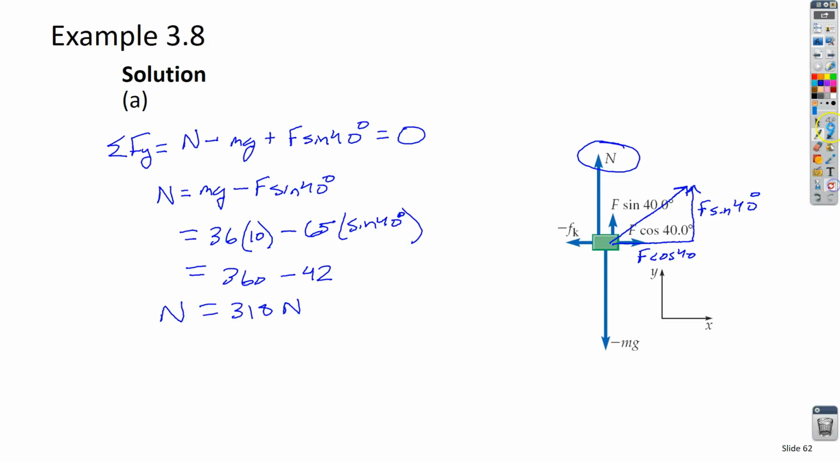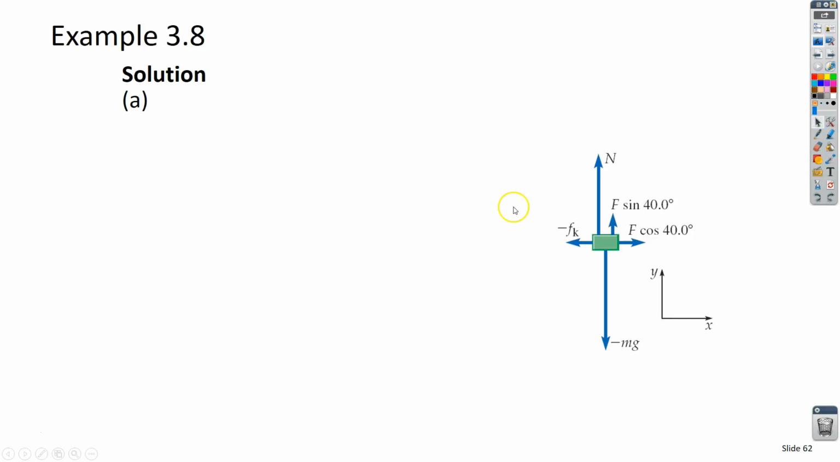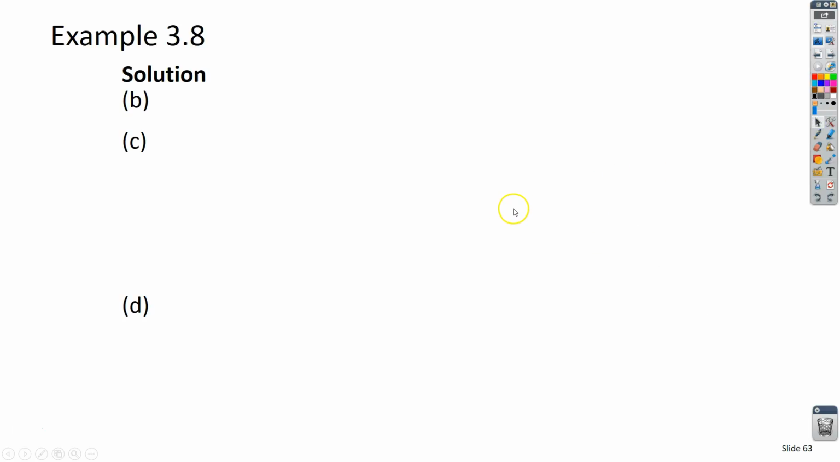That's letter A. Letter B, C, and D are a little bit easier to do, so let's tackle letter B. Letter B, they just want to find what is the force due to kinetic friction, and that's, remember, just mu k times the normal force. So we're going to take 0.13 and we're going to multiply it times that 318. So 0.13 times 318 will give us 41 newtons.